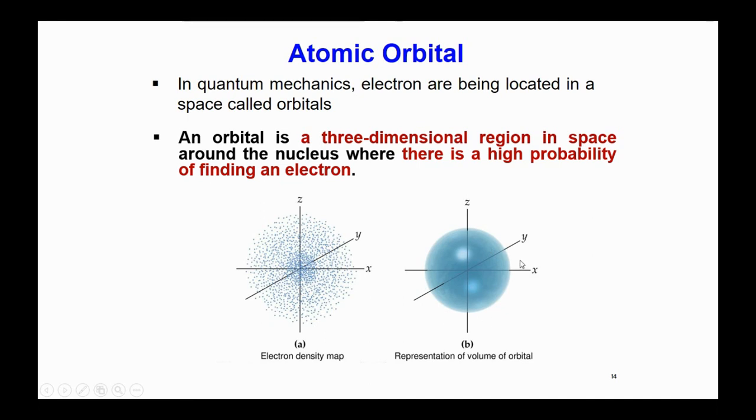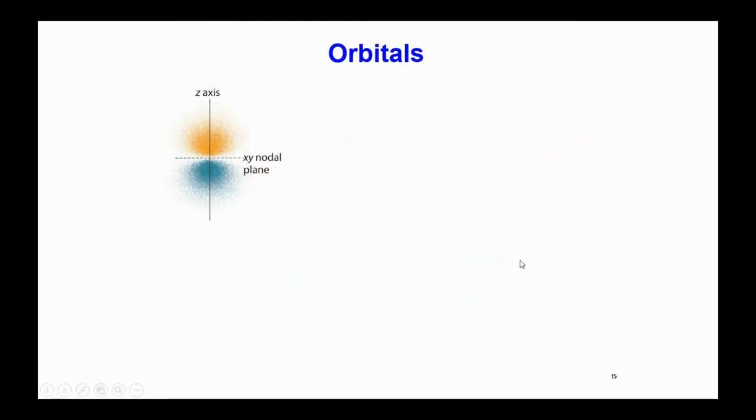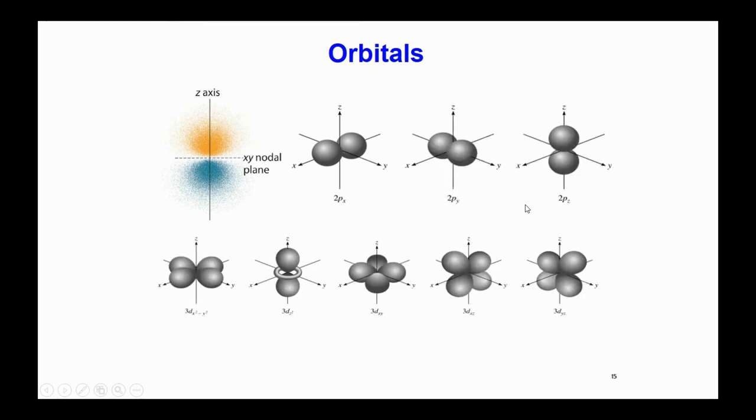S orbital is spherical. Okay, this one is p orbital, we call it as dumbbell, and the last one is d orbital, which is cloverleaf. So as we can see here, the round region has a high density of electron, and the middle has none at all, showing no presence of electron.